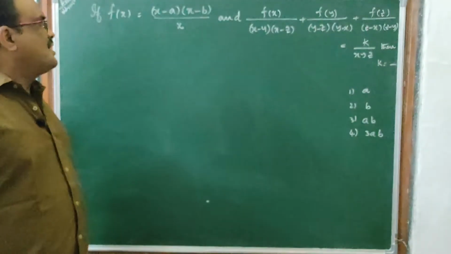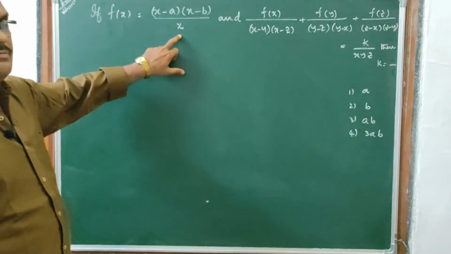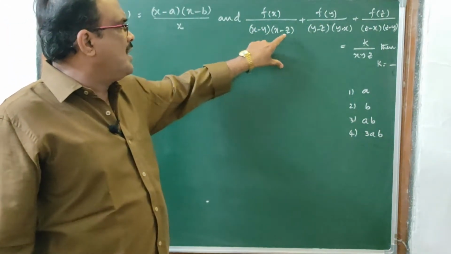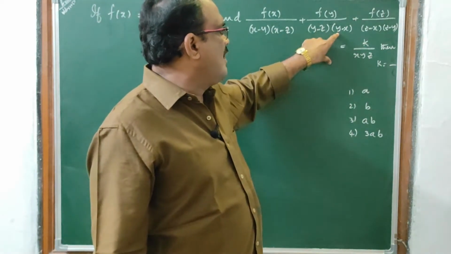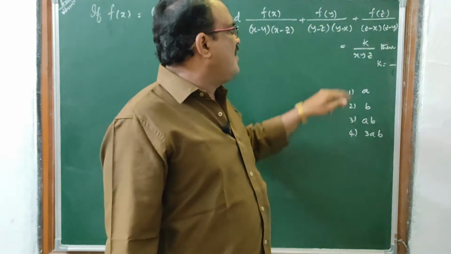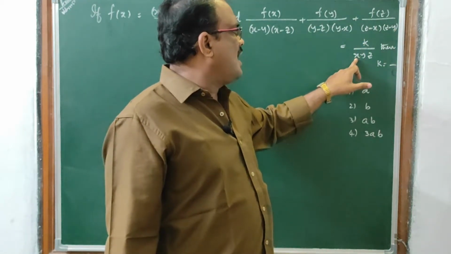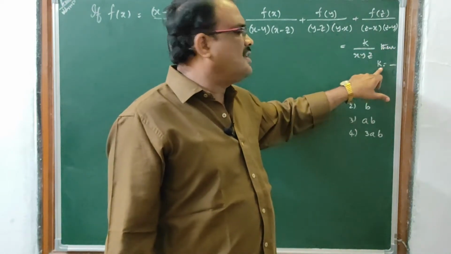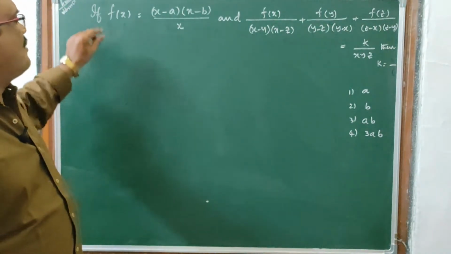If f of x is equal to (x minus a)(x minus b) by x, and f of x by (x minus y)(x minus z) plus f of y by (y minus z)(y minus x) plus f of z by (z minus x)(z minus y) is equal to k by xyz. It is given. Then what is k? That is the question. So observe carefully.